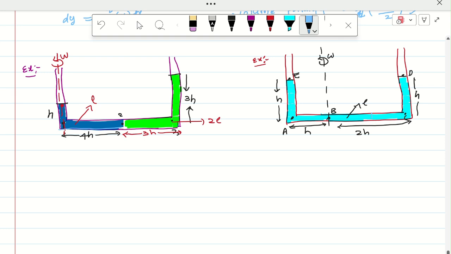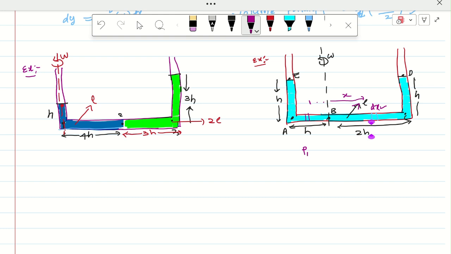Let's consider dx at a distance x. So a dx element at distance x from this one. You can take it here also, no problem. This side also you can take a dx element, not a problem. But for my convenience, I practice like this, so I'm taking it like this. The total liquid is the same density.